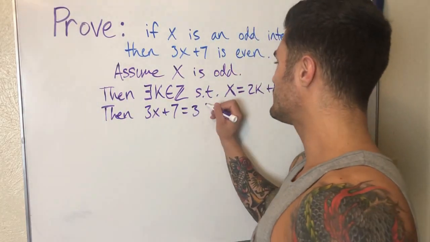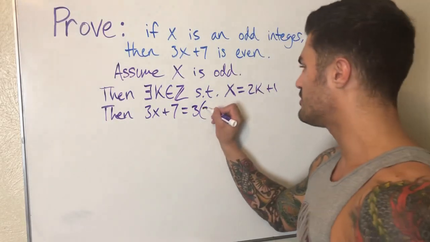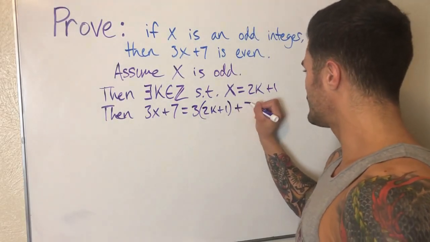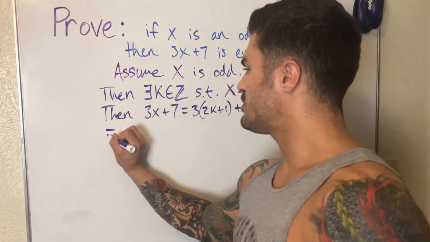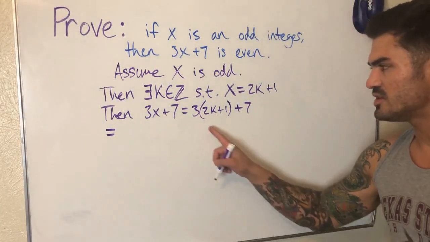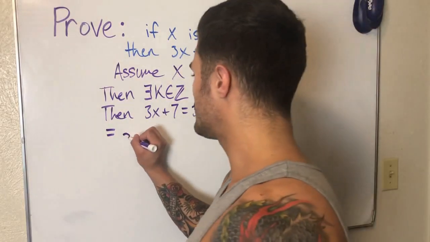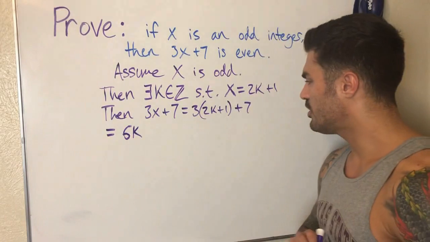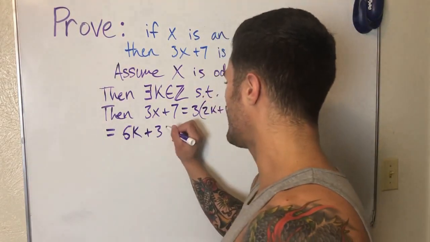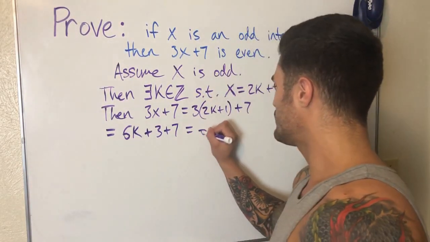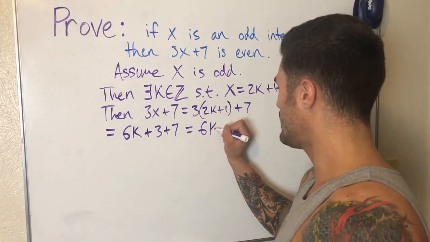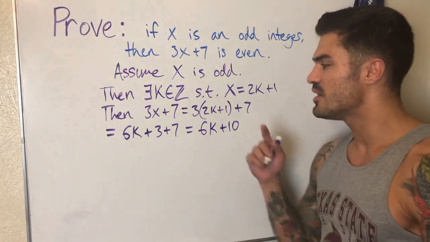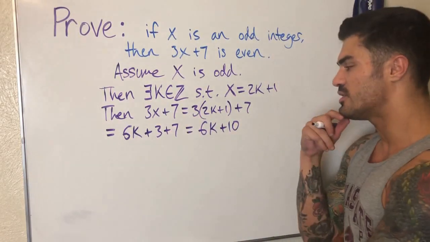3x plus 7 equals 3 times x, which is 2k plus 1. So 3 times 2k plus 1, plus 7, which equals, what does this equal? Let's see, distributive property, so 6k plus 3 plus 7, and then I can combine my like terms. So I have 6k plus 10, and that's what 3x plus 7 equals. That's what I'm trying to show is even. How do I do that?